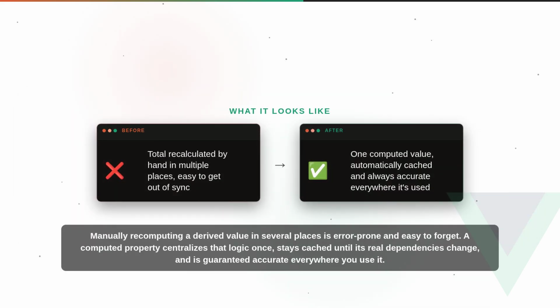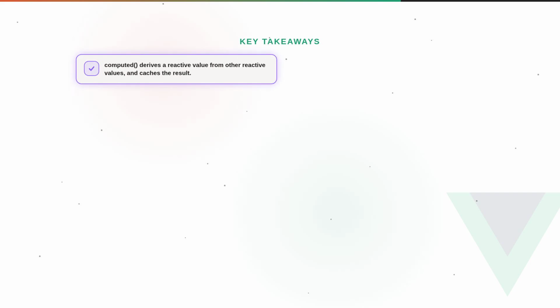Manually recomputing a derived value in several places is error-prone and easy to forget. A computed property centralizes that logic once, stays cached until its real dependencies change, and is guaranteed accurate everywhere you use it. Computed derives a reactive value from other reactive values and caches the result.